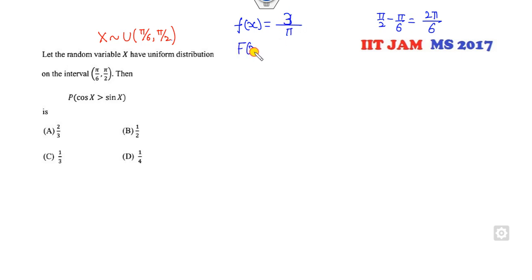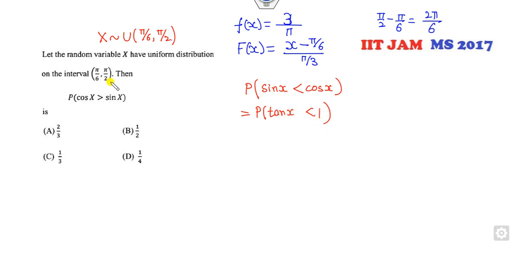And again, I can write it in terms of the CDF also. So x minus the lower limit, divided by the difference, which is pi over 3. Now your target is to find the probability that sin x is less than cos x. Or I can write this as tan x is less than 1. So which quadrant are they talking about? They are talking about the first quadrant. So what is the value in the first quadrant? x will be less than pi by 4. Fine. So I can write this number as the CDF of pi by 4.